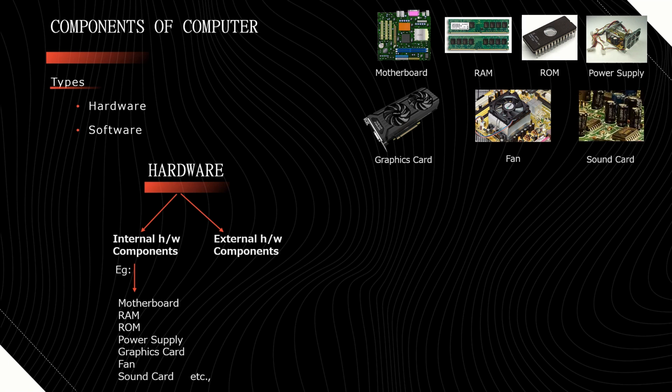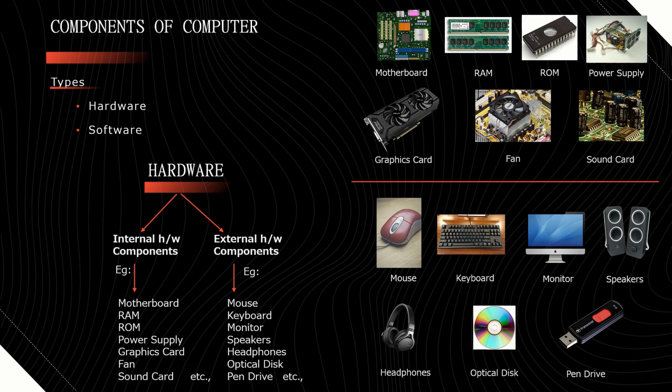Sound card enables the computer to produce sound. It also helps us to connect the microphone to the computer system. All these are internal hardware components placed inside the computer. External hardware components means the devices which are placed outside of the computer. These include input devices, output devices, and storage devices. For example, mouse and keyboard are input devices, monitor, speakers, headphones are output devices, and optical disc, pen drive are storage devices.